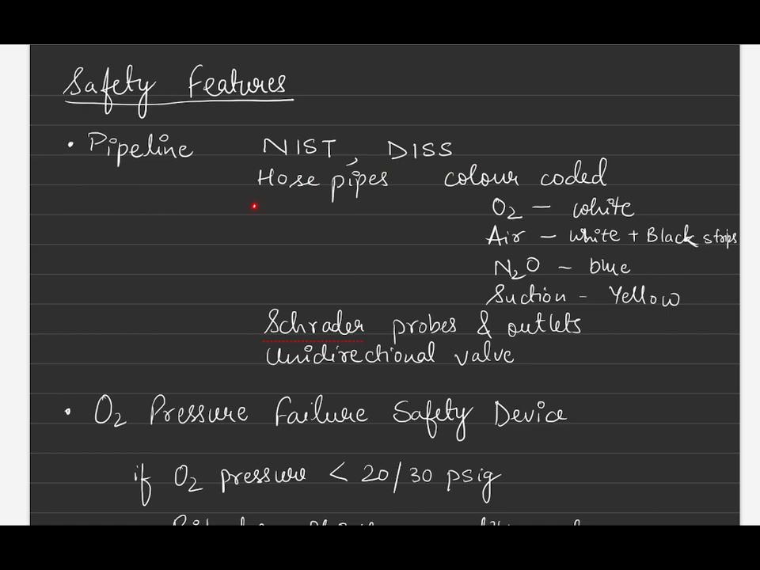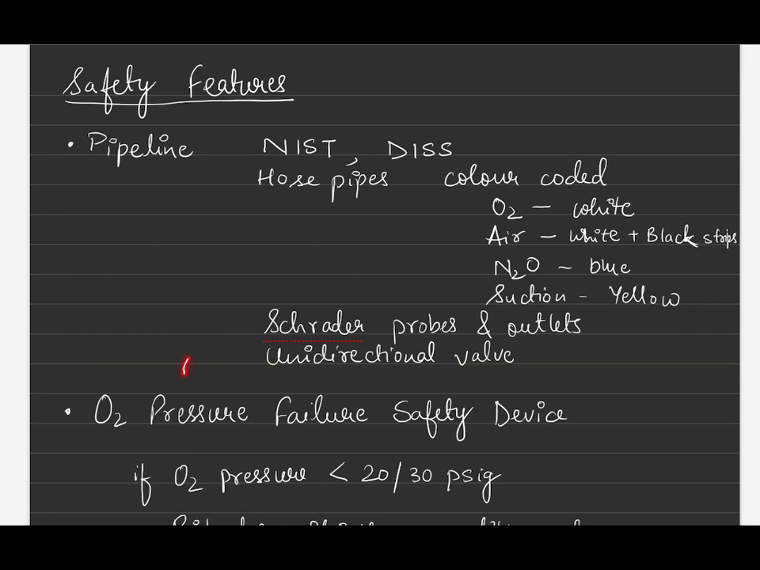Then the hose pipes are color coded. You can check for yourself in OT. Oxygen pipeline has white color, air has white and black stripes, nitrous oxide is blue, and we also have to see that there will be a suction pipeline which is yellow. There are Schrader probes and outlets as a safety feature which cannot be interchanged. Unidirectional check valves prevent backflow of gases.